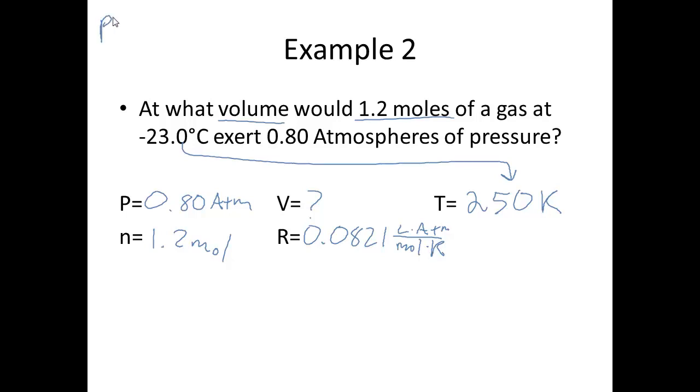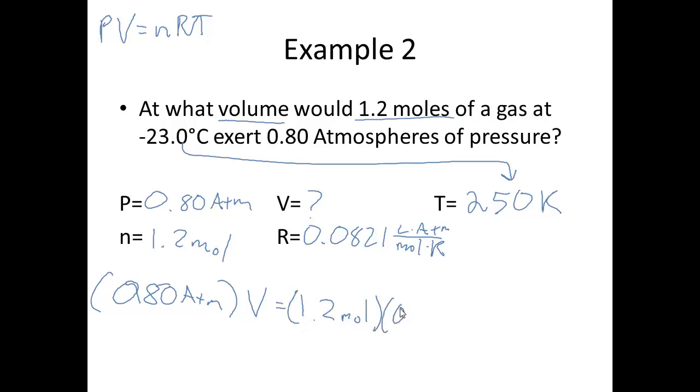So again, I have PV equals n times R times T, and I want to solve for V this time. 0.80 atm times my volume is equal to 1.2 moles times R, 0.0821 liter atmospheres per mole Kelvin, times my temperature, 250 Kelvin. All I have to do is solve for V and I get a number. So what do we get for V? 250 times 1.2 times that divided by that is about 30.75.